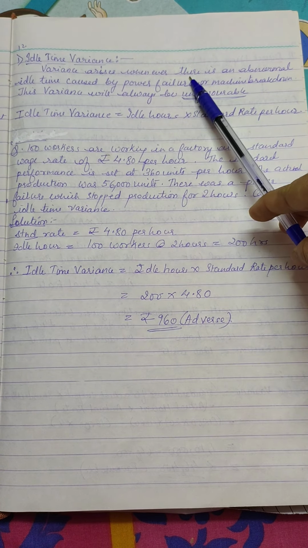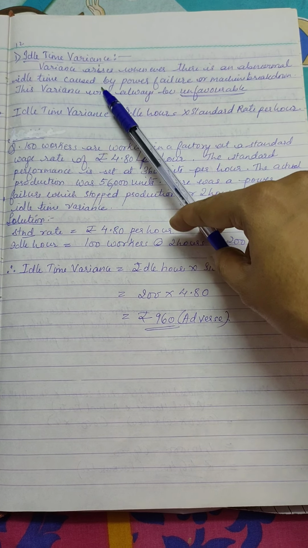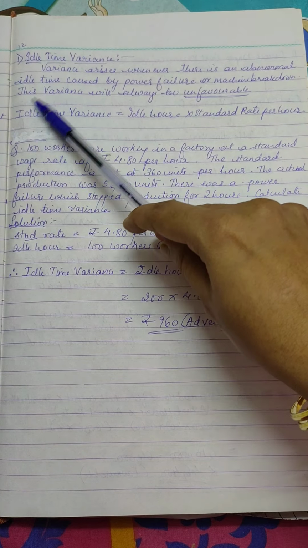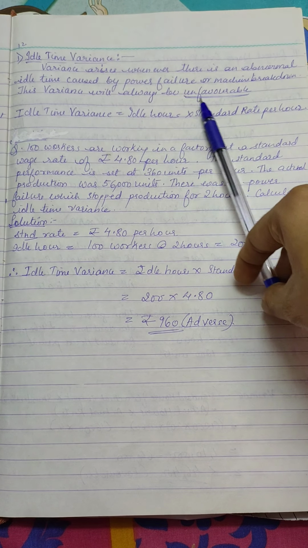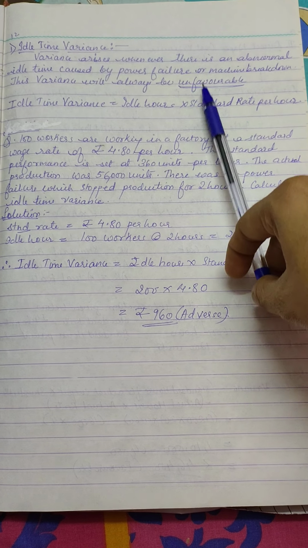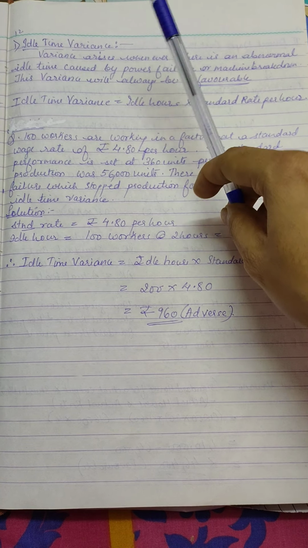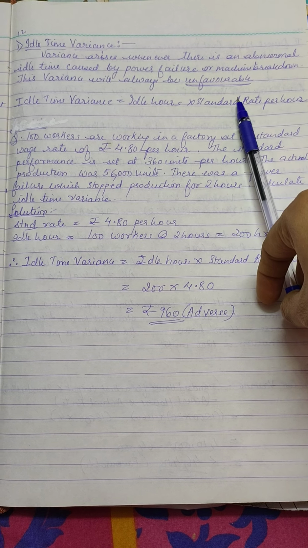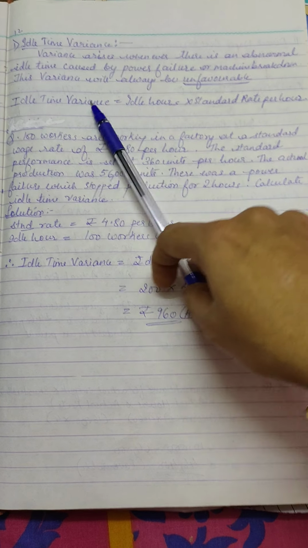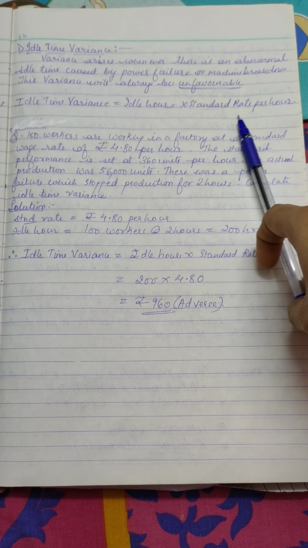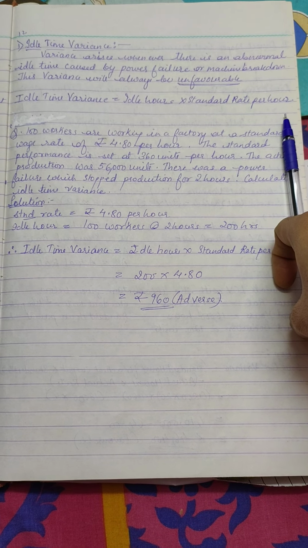Variance arises whenever there is an abnormal idle time caused by power failure or machine breakdown. This variance will always be unfavorable. Unfavorable, another word is adverse. Always remember, this is a must. Idle time variance is always negative. It's never positive, never favorable. It is always unfavorable. So idle time variance is equal to idle hours into standard rate per hour. It is easy to calculate.